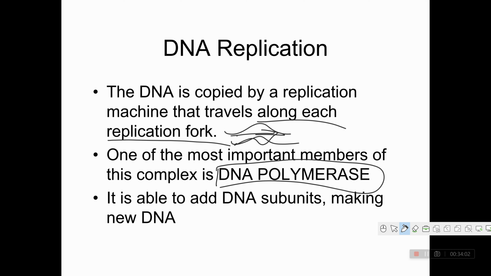It is able to add DNA subunits making a new strand. Subunit means they add the nucleotide. Adjacent nucleotide, the complementary nucleotide of the template strand. DNA polymerase adds the complementary nucleotide of its template strand.